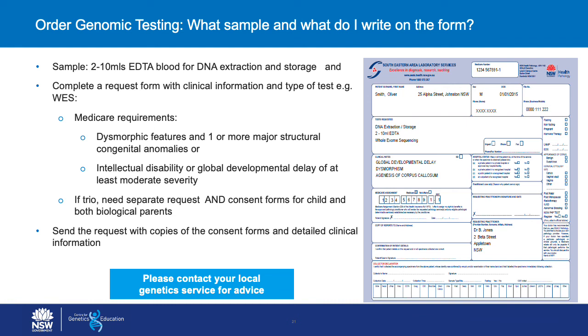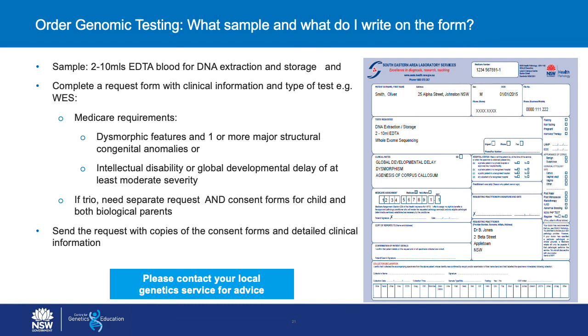The request and phenotype form is dependent on the laboratory selected. Most laboratories require 2 to 10 mL of EDTA blood for DNA extraction and storage. In the request form, it is important to fulfill Medicare requirements in the clinical information with dysmorphic features and/or one or more major structural congenital anomaly or intellectual disability or global developmental delay of at least moderate severity.